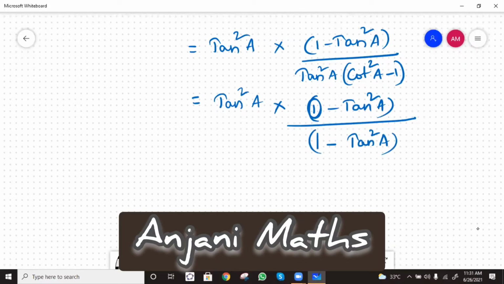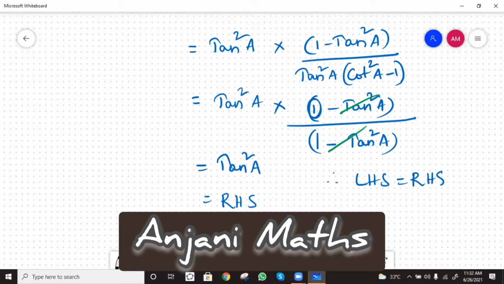So both numerator and denominator are same. Observe that. Let us cancel that. So what is remaining? That is equal to tan square A. That equals how much? Right hand side. Therefore, left hand side is equal to right hand side. So you observe this problem once.